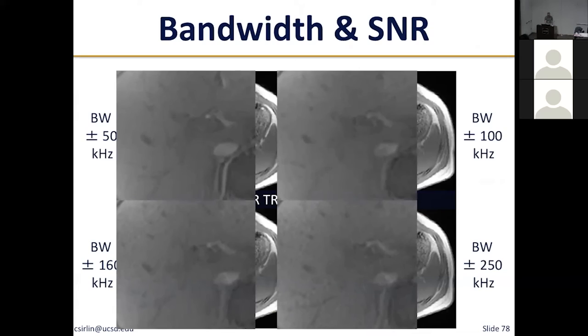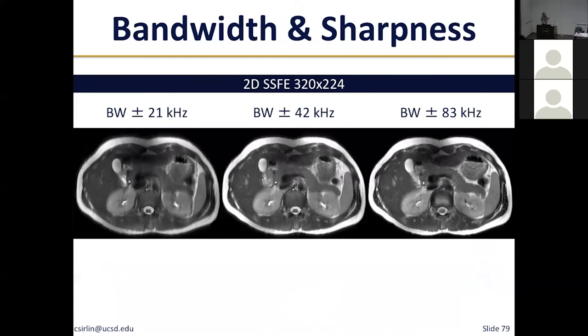How much does it go down? Well, if the bandwidth doubles, the signal to noise goes down by the square root of 2. If the bandwidth goes up by a factor of 4, the signal to noise goes down by a factor of 2. So then the question is, why would you ever want to have a high bandwidth? If high bandwidth reduces your signal to noise, why would you ever want to use a high bandwidth? Well, this is why you might want to.